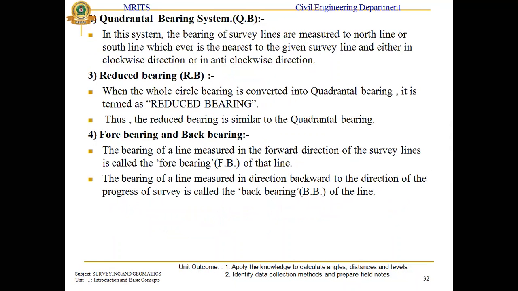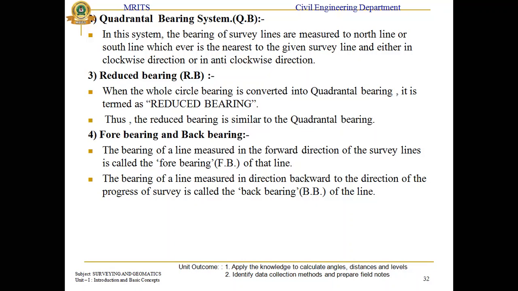Okay, continental bearing system. This is the system of bearing survey where the line is measured from the north line or the south line, whichever is nearest, in a clockwise or anti-clockwise direction. It will be used for different areas, like reduced bearing. The reduced bearing is the continental bearing: when a whole circle bearing is converted to the continental bearing, it is called reduced bearing. When you say reduced bearing, the whole circle bearing is converted to continental bearing.